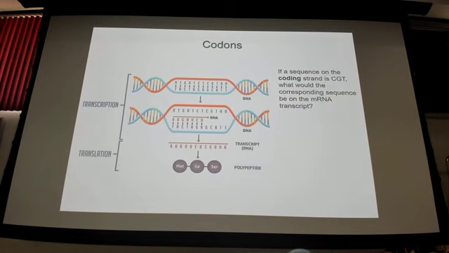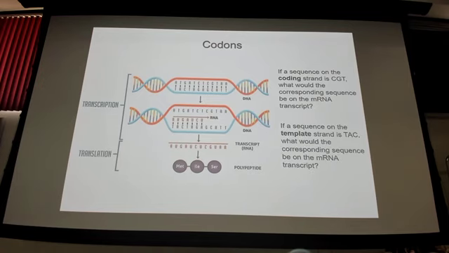Okay, so a little bit of a check on learning for you guys. If you have a sequence on a coding strand, which is, what color is it, orange or blue here? Orange. Okay, so if you have a sequence on the orange coding strand that is CGT, what would be the corresponding sequence on the transcript? GCA. It would be CGU. Yep, exactly. So U because it's RNA again.